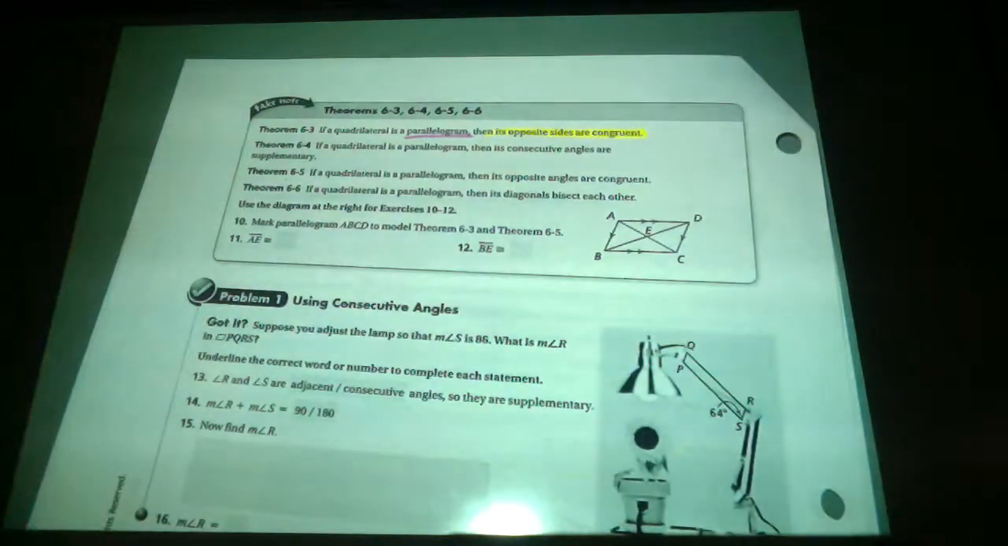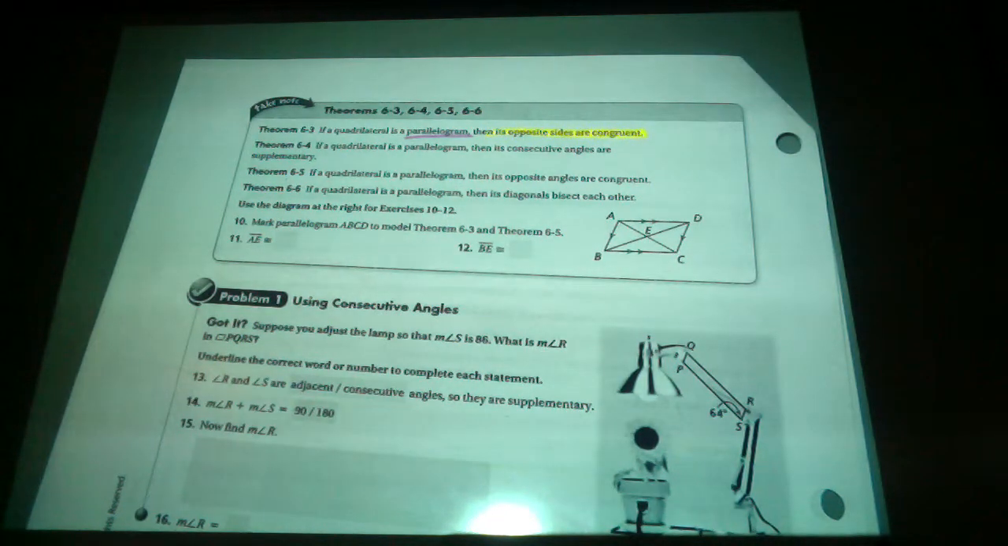What figure do you know whose opposite sides are congruent? Always. Name a figure, a quadrilateral, whose opposite sides are congruent other than a parallelogram. A square or a rectangle. So oddly enough, a square and a rectangle belong to the parallelogram family. We'll learn more about those later. They're just special parallelograms. But not all parallelograms look like a square or a rectangle. But if it is a parallelogram, opposite sides will be congruent.